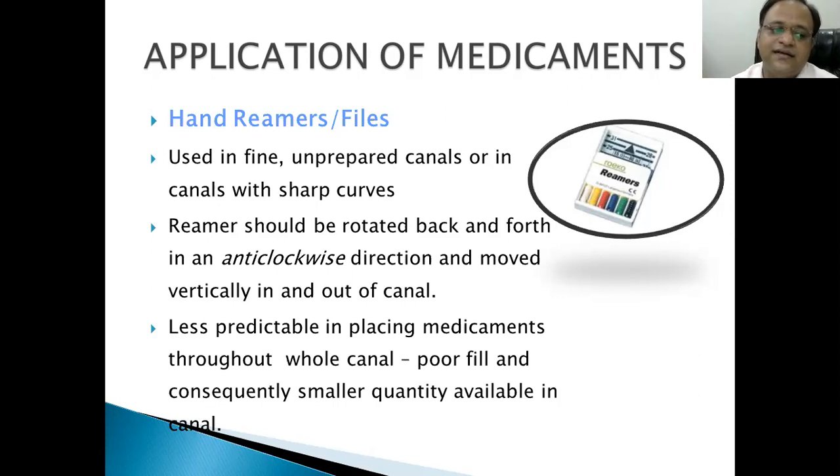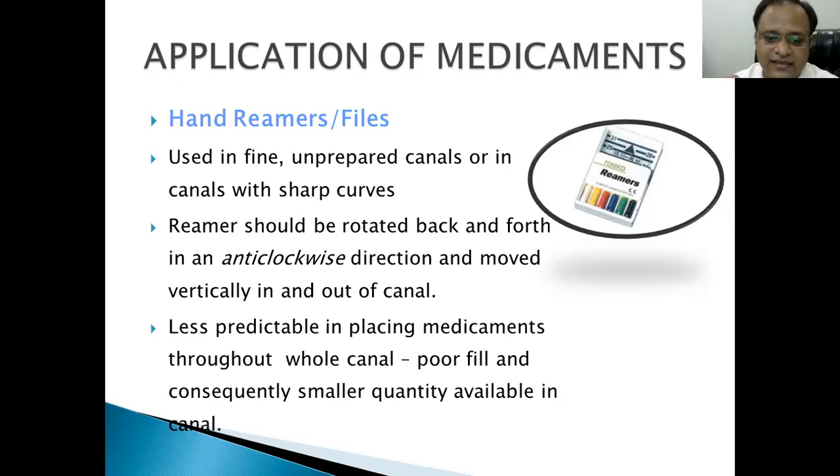If the canal has not been prepared or there are fine canals, use an alternative method of placement of the intracanal medicament. You should dip the entire reamer or file and place it inside the canal anti-clockwise. When the reamer or file moves anti-clockwise, it coats the sealer on the canal walls, and it does not engage the dentine and does not enlarge the canal at all. Your entire purpose is application of medicament, nothing else.